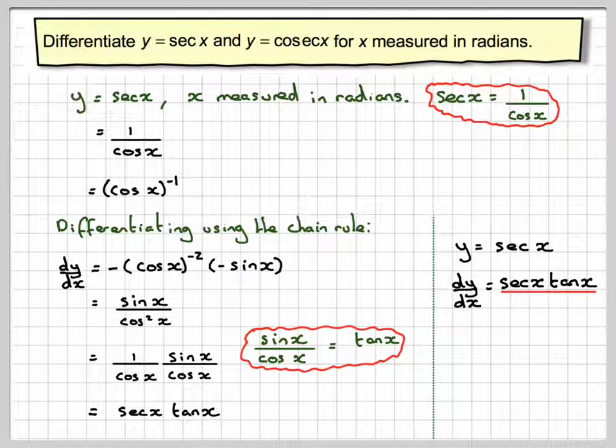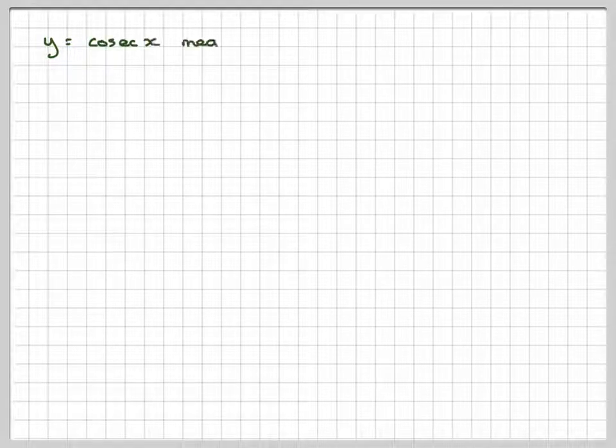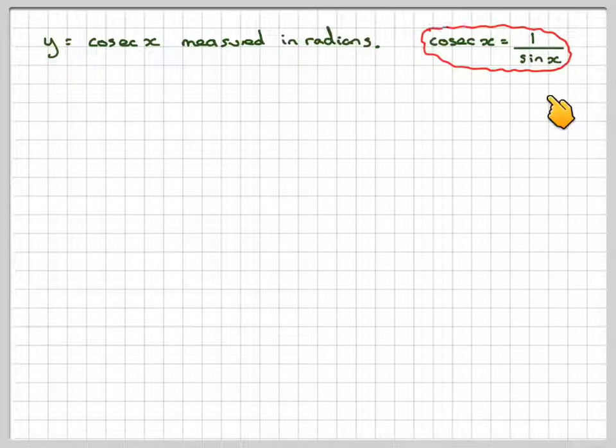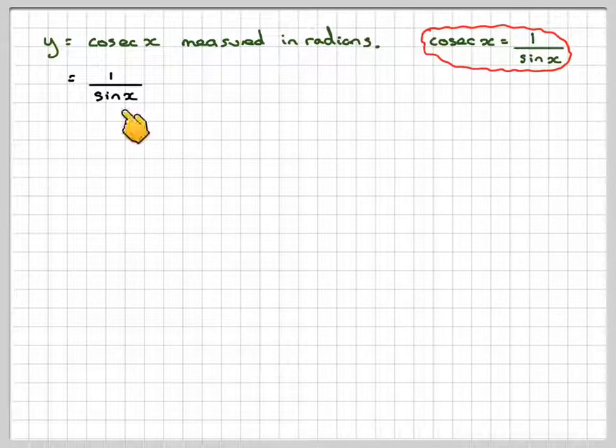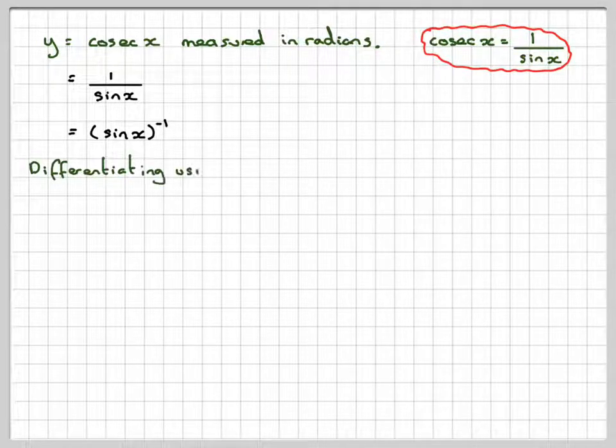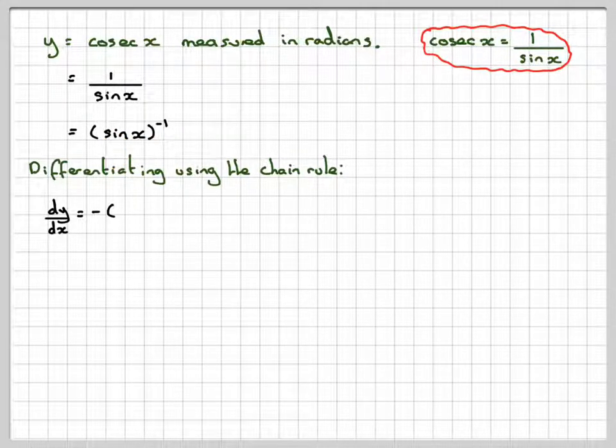Now we can do cosec x in a similar way. Cosec x is 1 over sin x, so we'll write that as 1 over sin x, and again we'll write it as sin x to the minus 1. Same reason, we won't put the minus 1 here, because that actually means something different. And then differentiate using the chain rule. So we're going to take that minus 1 and bring it down in front of the bracket, and then we'll write down the bracket, and we will reduce the power by 1 to make it minus 2.